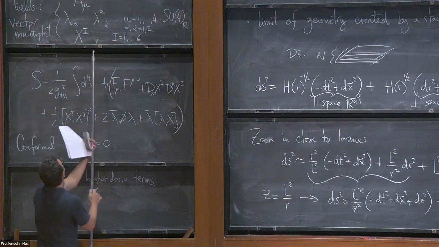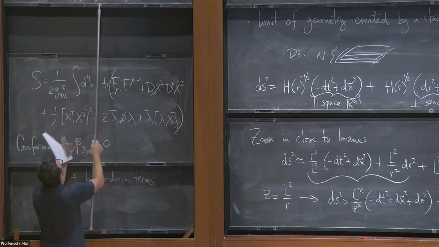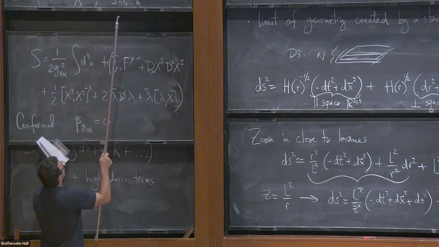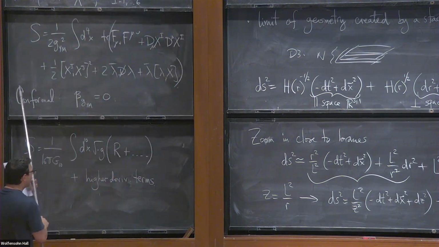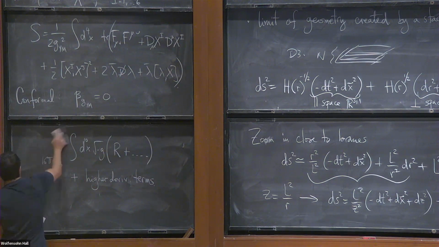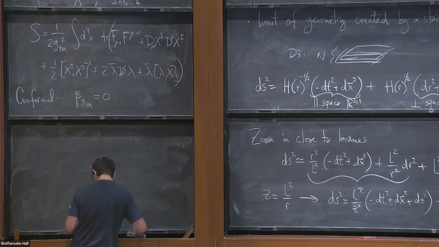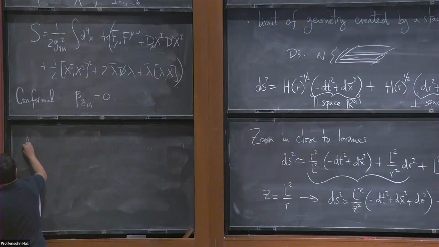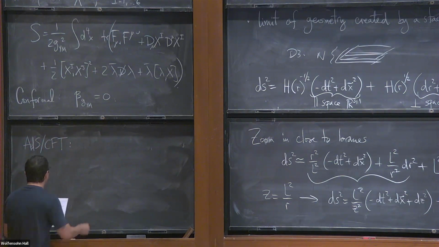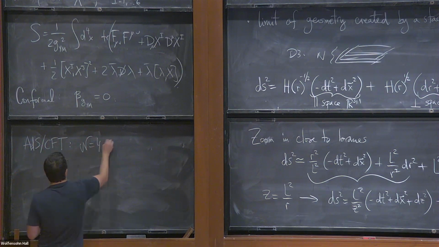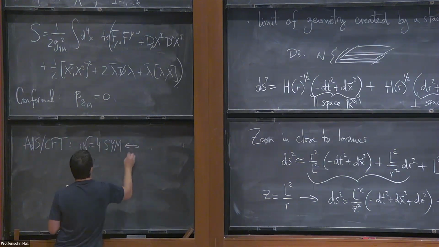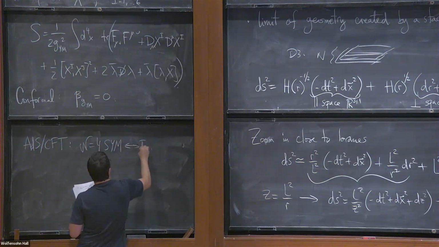So I described AdS and N=4 super Yang-Mills. Then what's the relation between them? That's a statement of the duality. So AdS/CFT: N=4 super Yang-Mills is dual to string theory on AdS5 × S5.